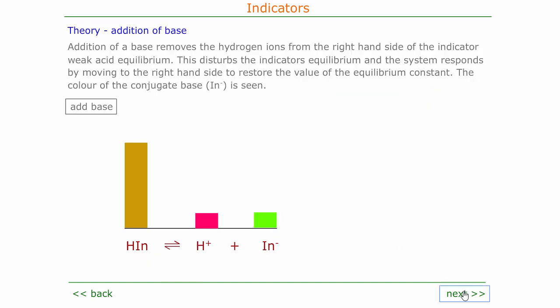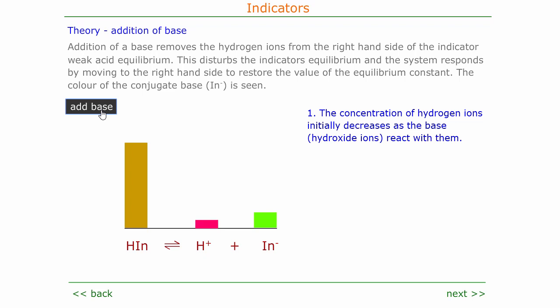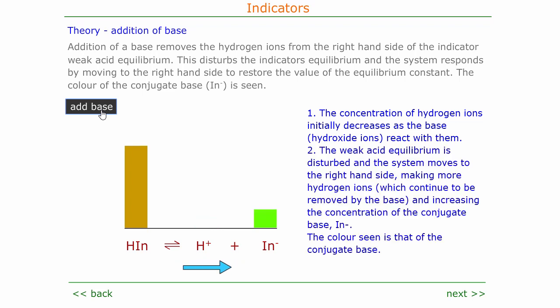Let's have a look at what happens when we add base to our indicator. Again, we start off with our initial situation, a large amount of HIn and a very small amount of In minus. When we add base, OH minus, it will react with the hydrogen ions that have been formed from the dissociation. And so the hydrogen ions will go down. This disturbs the equilibrium, and so the HIn has to make more of the right hand side to restore the value of the equilibrium constant. And in doing so, we see the colour of In minus.